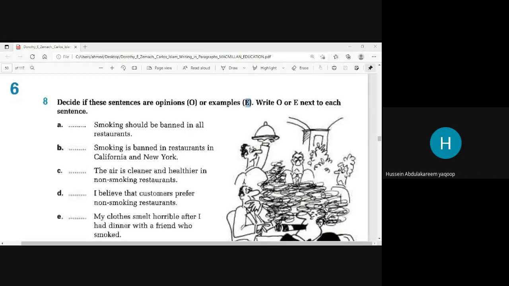Ammar Ibrahim Ali. I believe that customers prefer non-smoking restaurants. This is an opinion because it starts already with I believe. Next one, letter E.